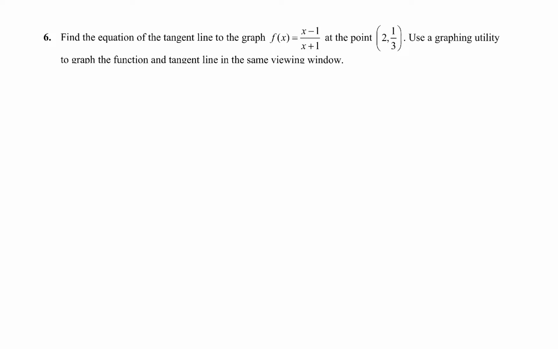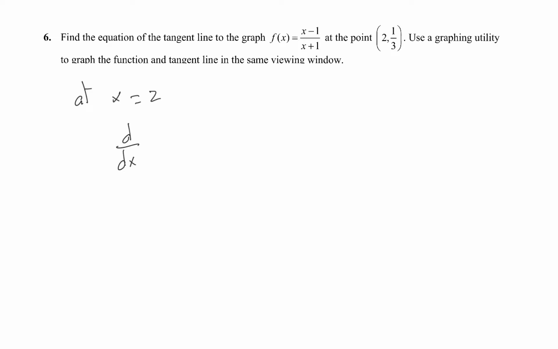Find the equation of the tangent line to the graph of x minus 1 over x plus 1 at the point. Okay, to find the equation of the tangent line, we need to find the slope at x equal 2. So the problem is, what is the slope of this function at x equal 2? So we take the derivative.